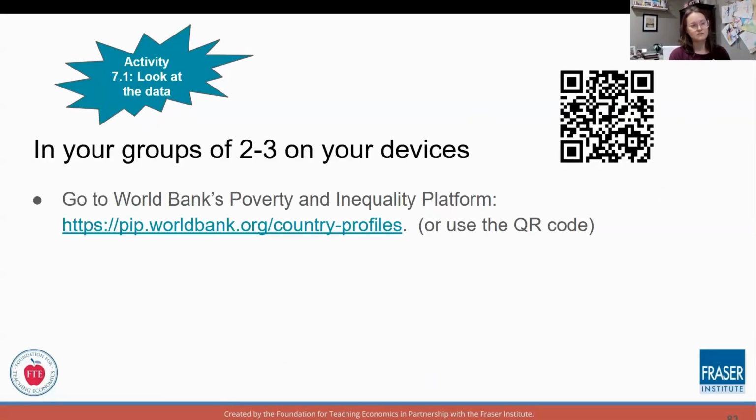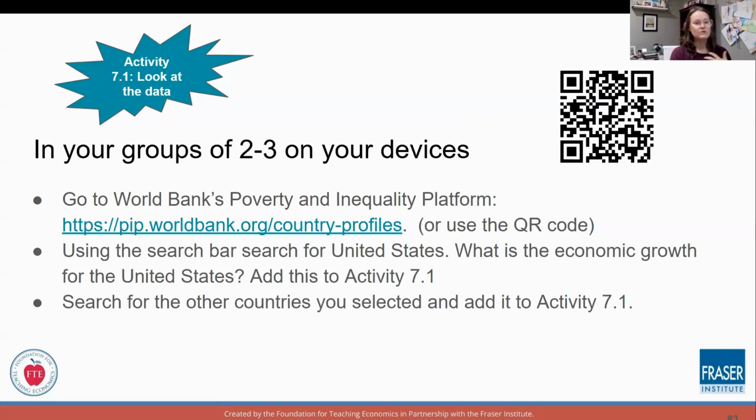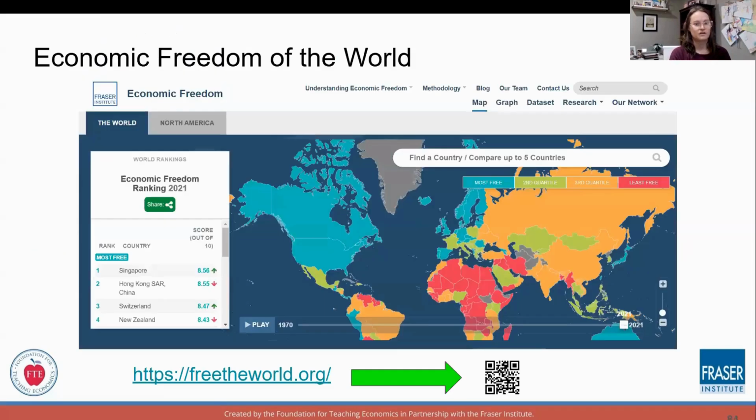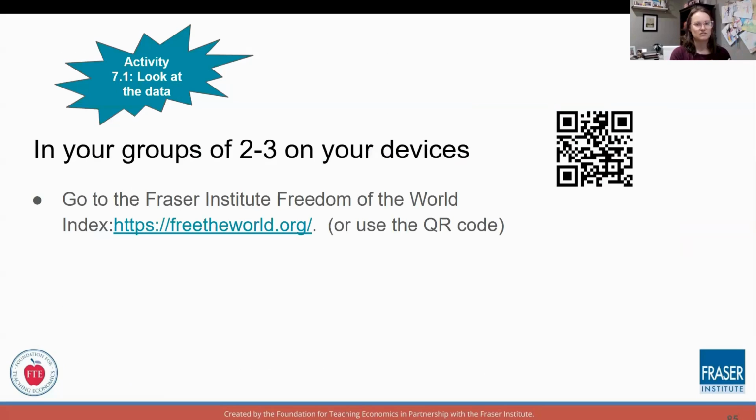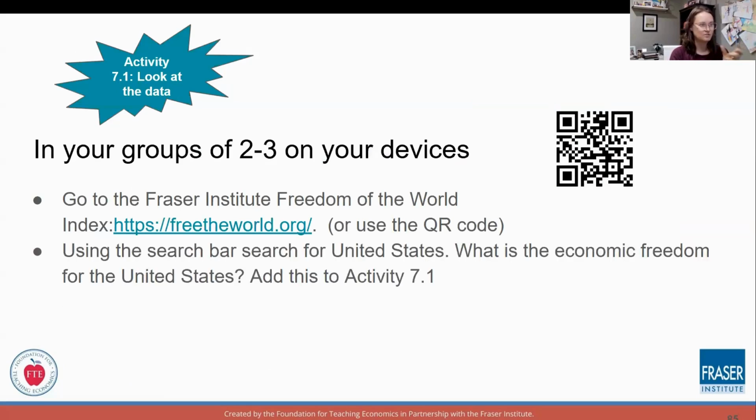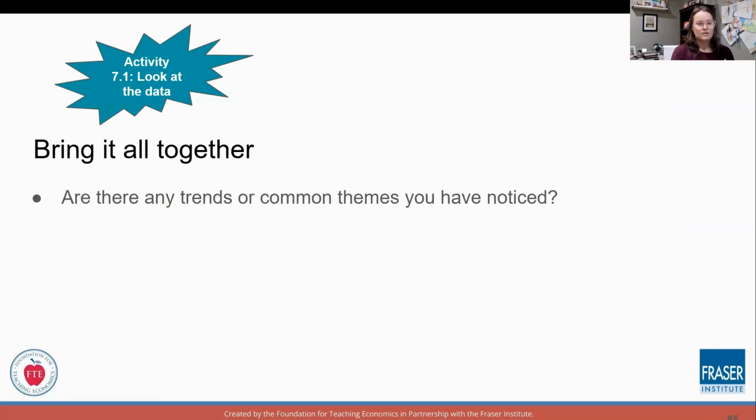We are not going to have time to do this, but I'm going to talk you through it. You'd look at economic growth for different countries. You have had some time to look through this, but you'd add this data also into your graphs and look through it. We can look through it at our break as well. So, we've talked about this, but what trends have you noticed with GDP, with economic growth, with economic freedom? What have you noticed?